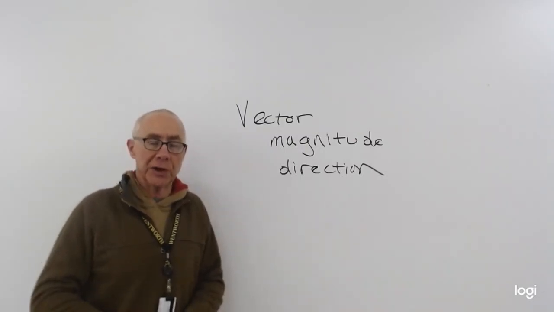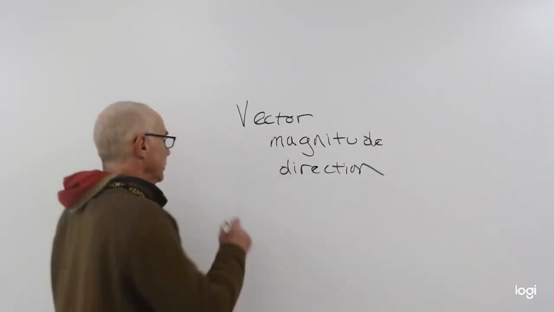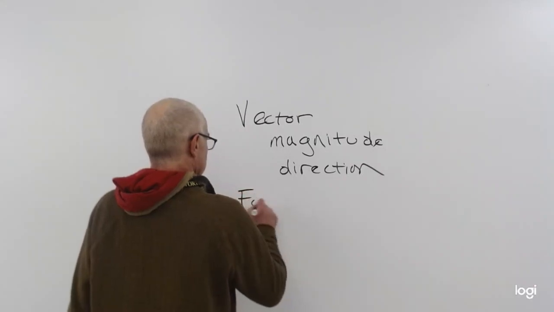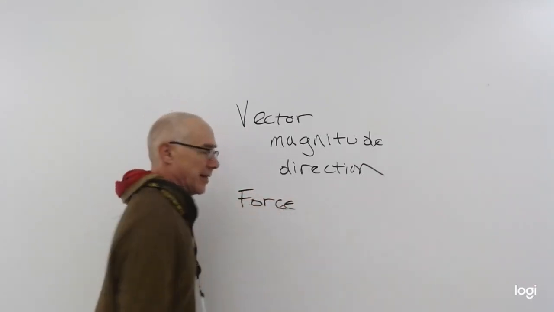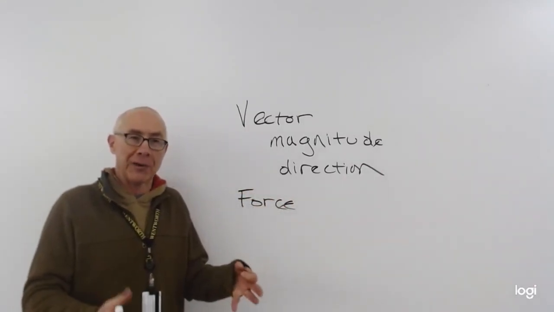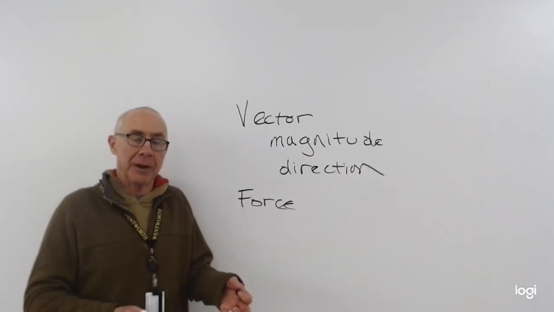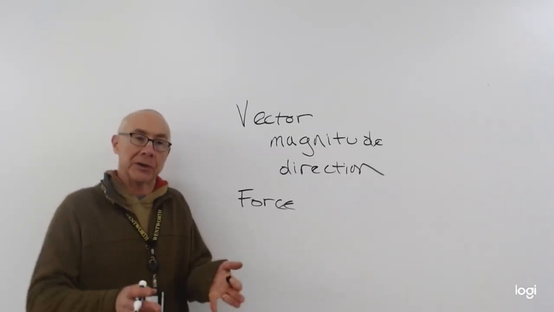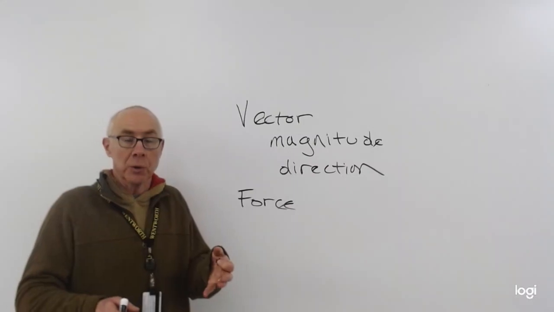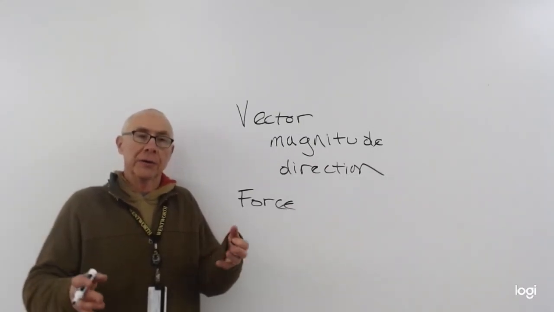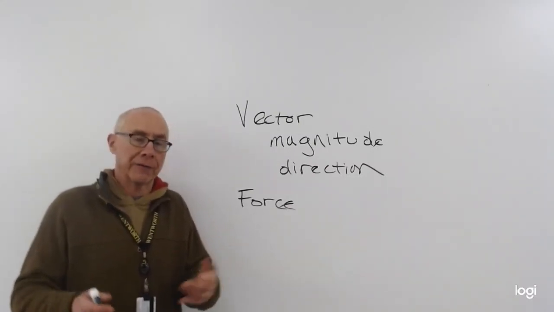This has particular relevance to our class in three types of vectors that we're going to see. The first of which is a force vector, which, as the name implies, is essentially a force that has a magnitude, obviously, and then a particular direction. The magnitude would be in units like newtons or pounds, which are our force units.